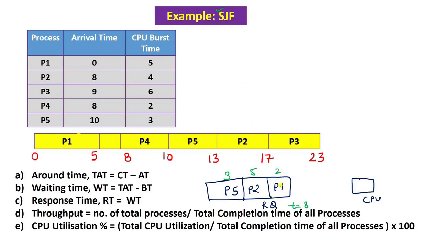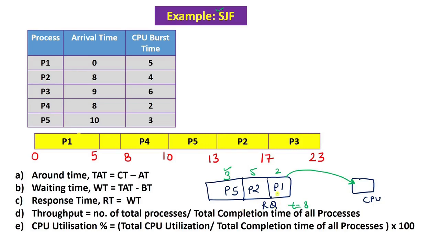So P1 will be selected first and it will be given to the CPU for execution. Next, out of P2 and P5, P5 will be selected because out of 3 and 5, 3 is the minimum CPU burst time. So P5 will be given to the CPU, and at last P2 will be given to the CPU. So based on the CPU burst time, the processes are chosen from the ready queue by the scheduler and given to the CPU.